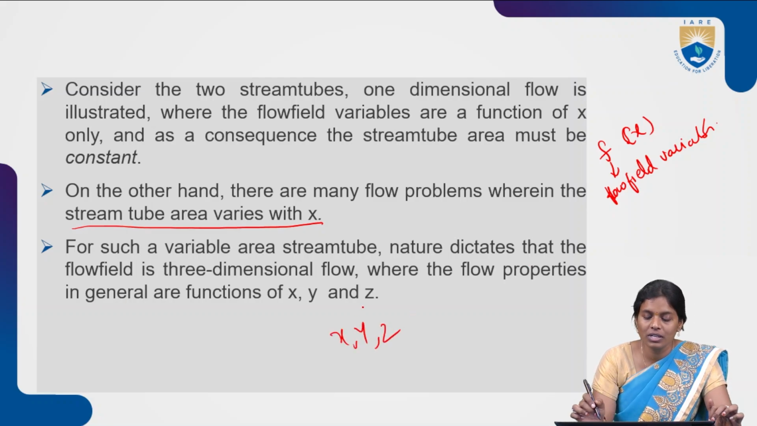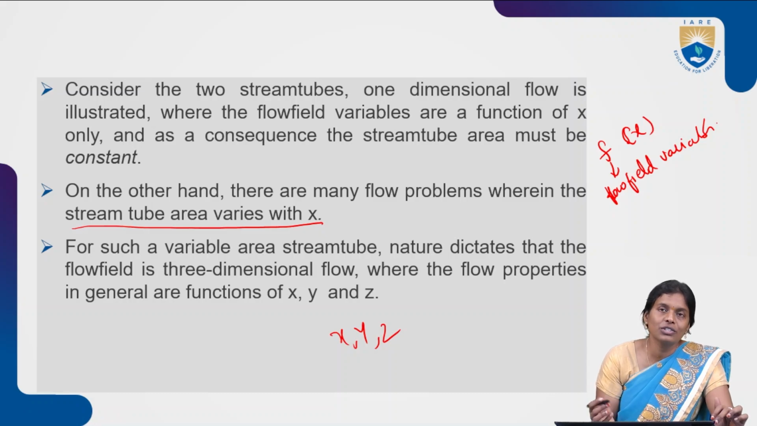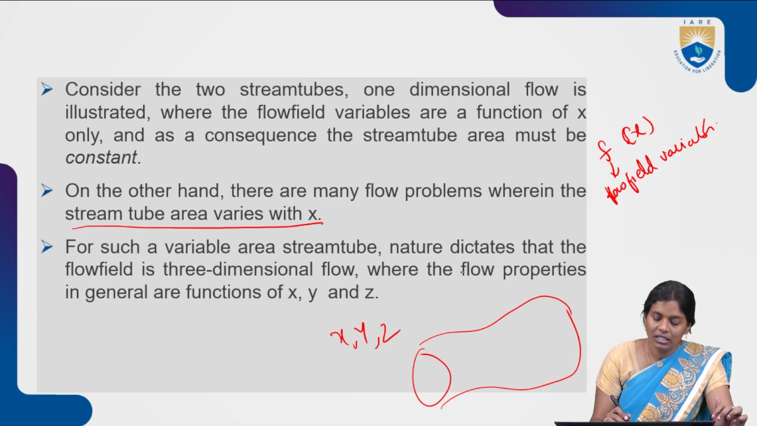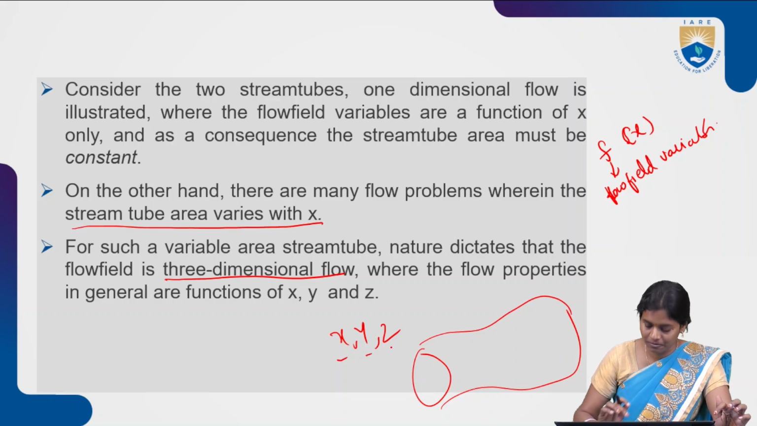So normally we are considering two stream tubes. For one, one-dimensional flow is illustrated where the flow field variables are only functions of X, and because of that the area will be constant. Another stream tube which we are going to consider, with many problems, is one where the area varies with X. For such a variable stream tube, nature dictates the flow as three-dimensional, since it is going to change its area, it is not constant. So the flow properties change as functions of X, Y and Z, right?